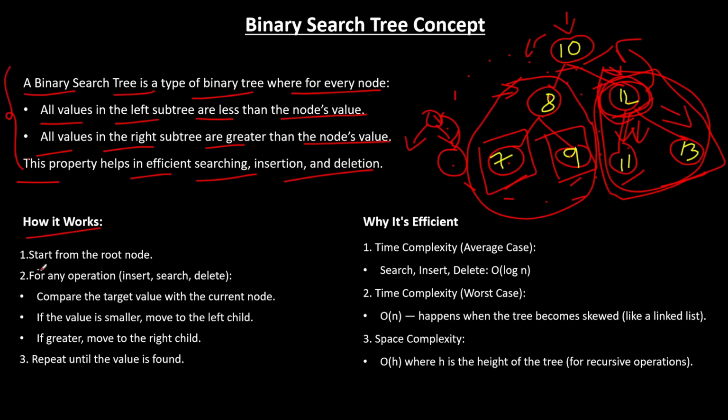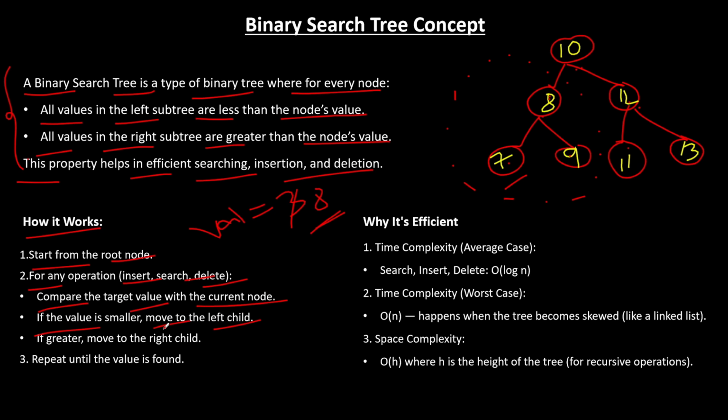And how it works: we start from the root node. For any operation, whether insert, search, or delete, we compare the target value with the current node. So suppose a target value is given to you. Suppose it is 3 or 10, whatever, right? Let it be 8. Okay. If the value is smaller, we move to the left child. This helps in what? Let me tell you that.